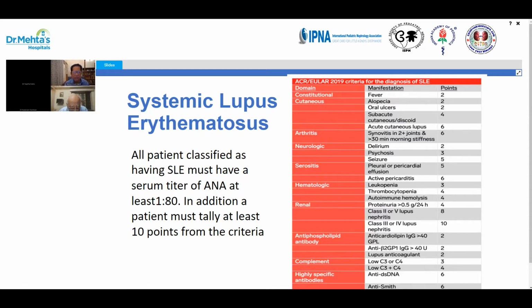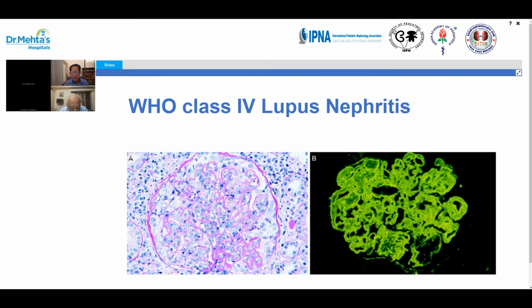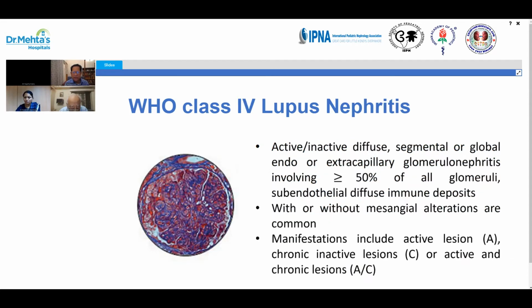In the WHO classification, class 3 and class 4. In class 3 there is an active or inactive focal segmental or global endo- or extracapillary glomerulonephritis involving less than 50% of the glomeruli. And in case of class 4, there is an active or inactive diffuse segmental or global endo- and extracapillary glomerulonephritis involving 50% or more of all glomeruli, with subendothelial diffuse immune deposition, with or without mesangial alteration, which is common.